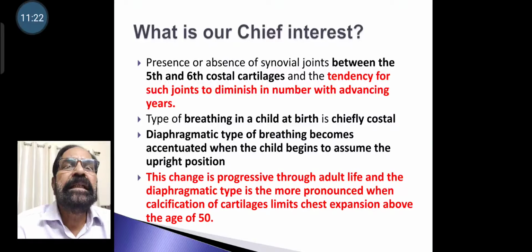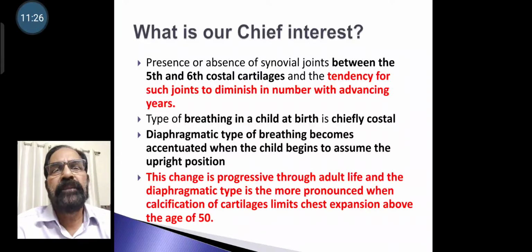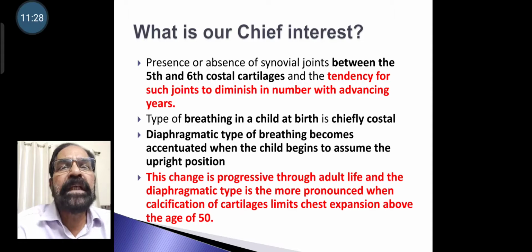The type of breathing in a child at birth is chiefly costal. The diaphragmatic type of breathing becomes accentuated when the child begins to assume the upright position. This change is progressive through adult life, and diaphragmatic breathing is more pronounced when calcification of the cartilage limits chest expansion above the age of 50.